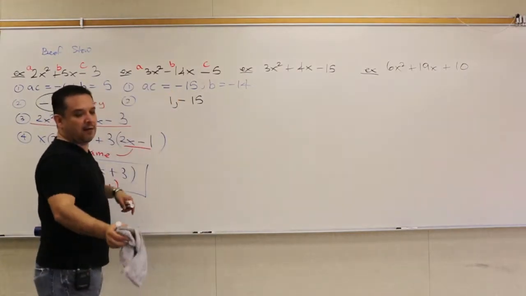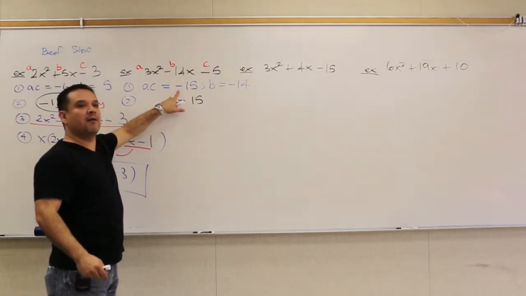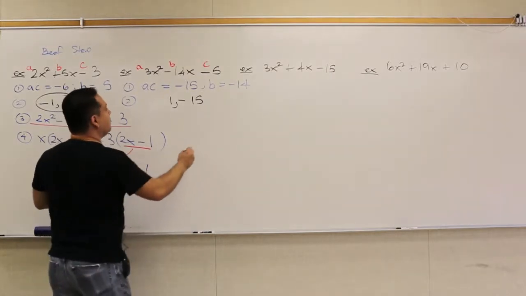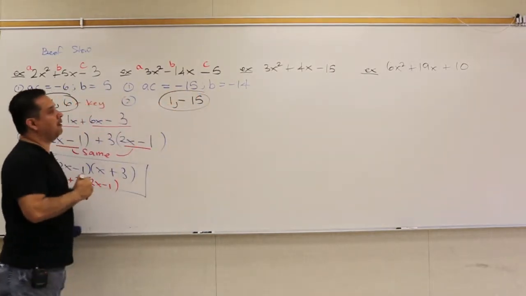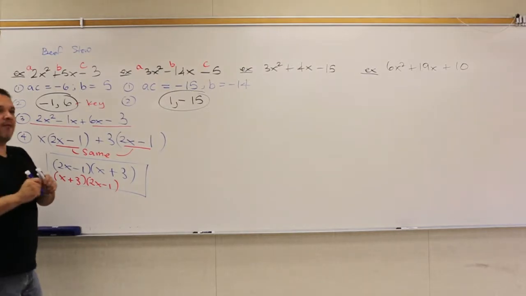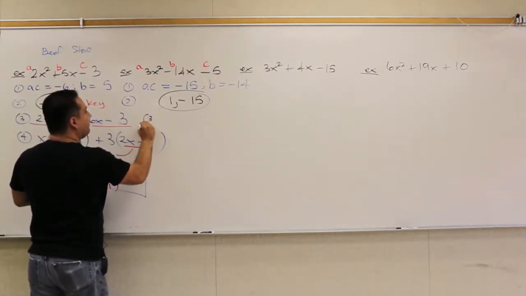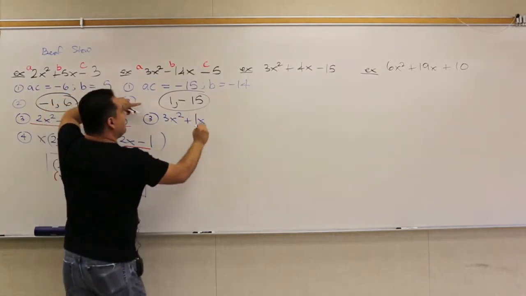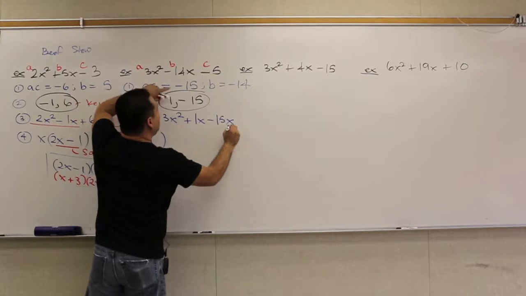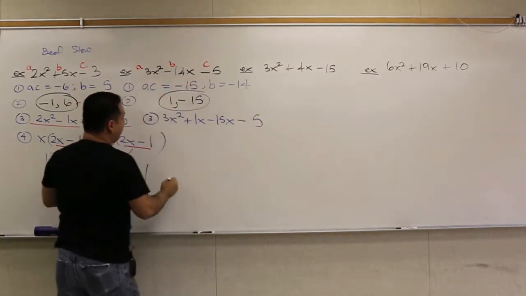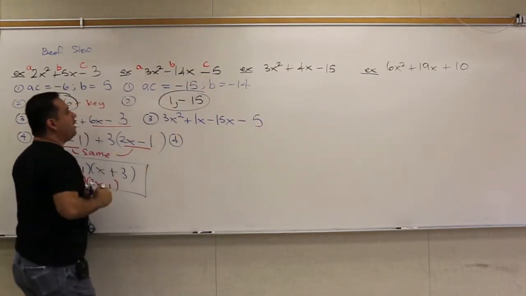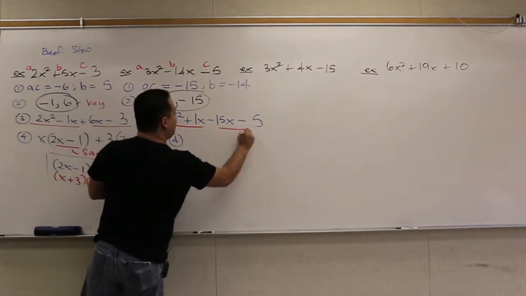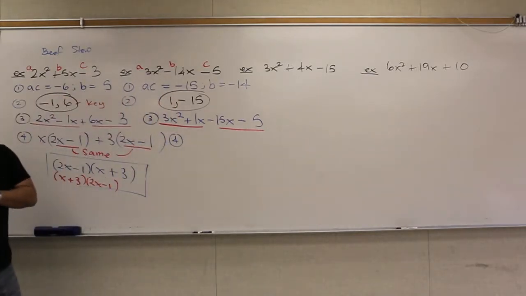Well, is it true that 1 times negative 15 is negative 15? What about adding? What's 1 plus negative 15? Negative 14. Step number what? 3, rewrite. 3x squared plus 1x minus 15x minus what? 5. Okay, you okay with this? And then factor by grouping.